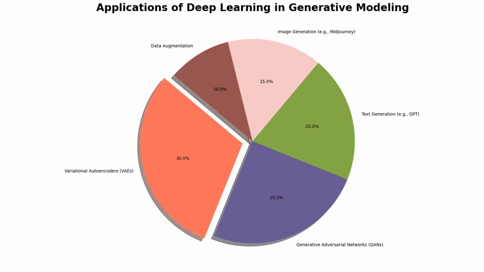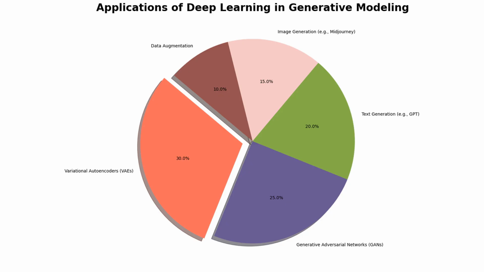So we see variational autoencoders, or VAEs, taking the largest slice at 30%, followed closely by generative adversarial networks, or GANs, at 25%. Then we have text generation, like GPT, contributing 20%, while image generation, such as Midjourney, accounts for 15%, and data augmentation rounds out the chart with 10%.